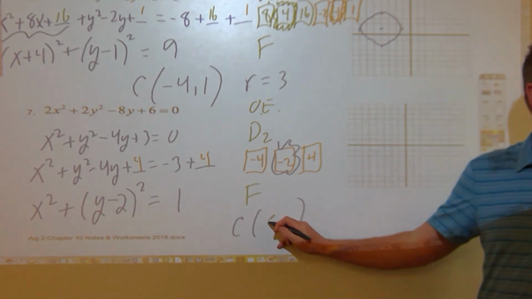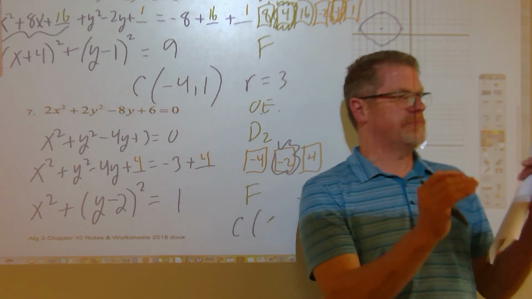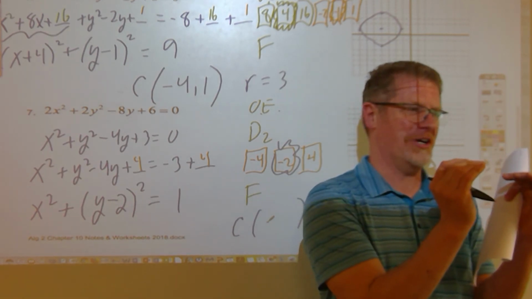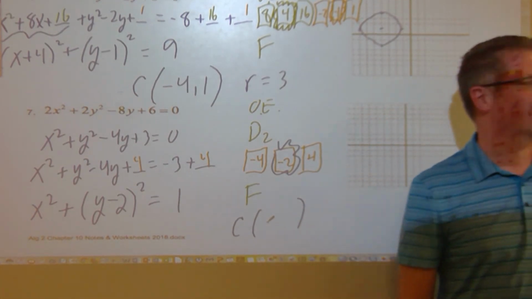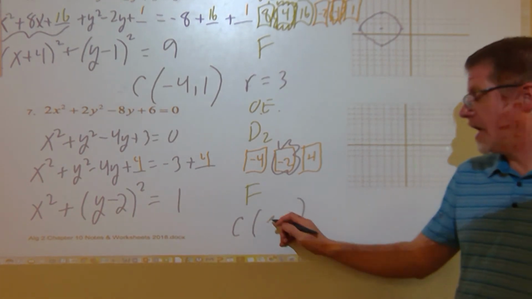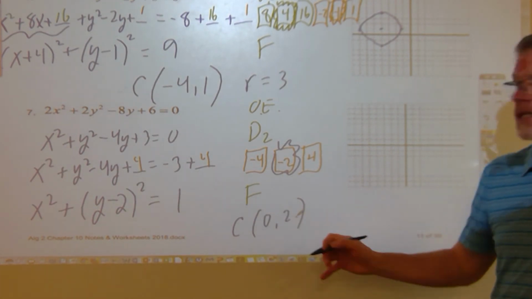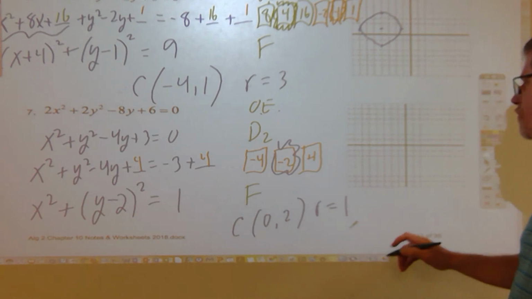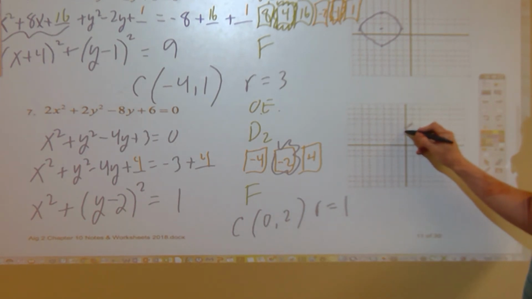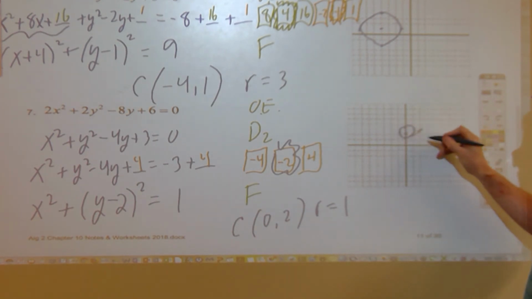I'm not sure about the first one. Think of x squared as x minus 0 squared. It'd be 0, comma 2. Yeah, that's it. Center's at 0, comma 2 with a radius of 1. So go to 0, comma 2, radius 1, and you're done. 1 and done.